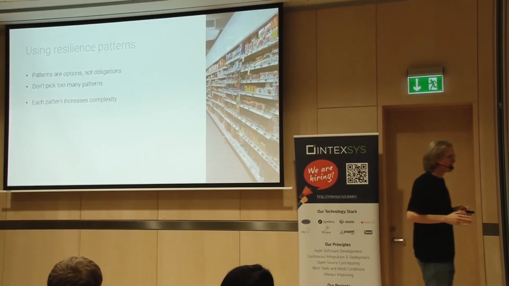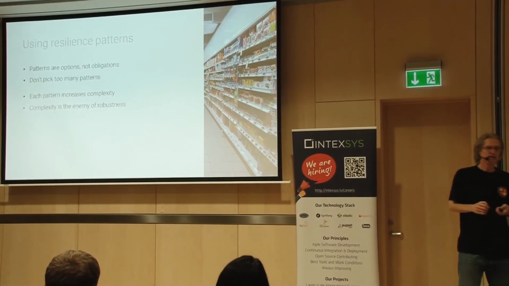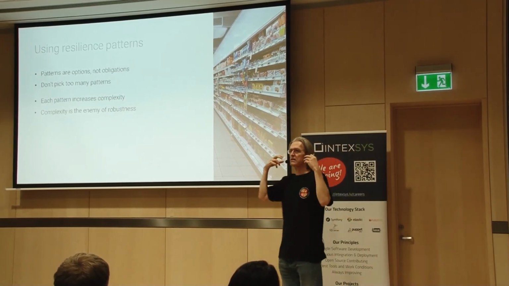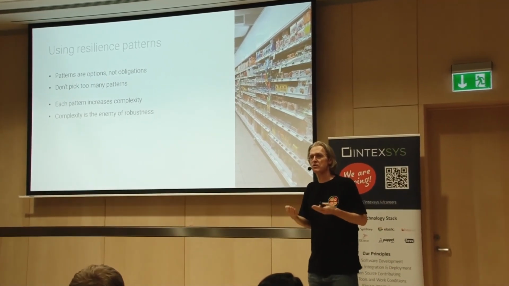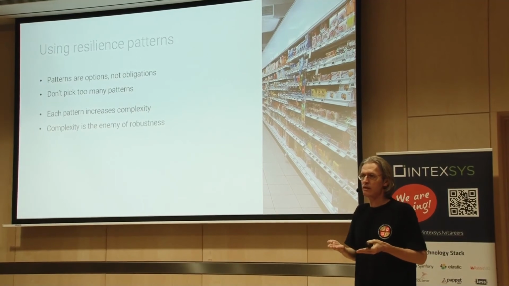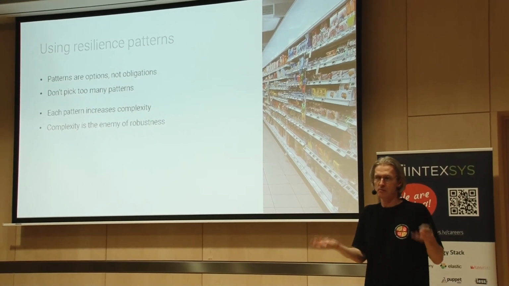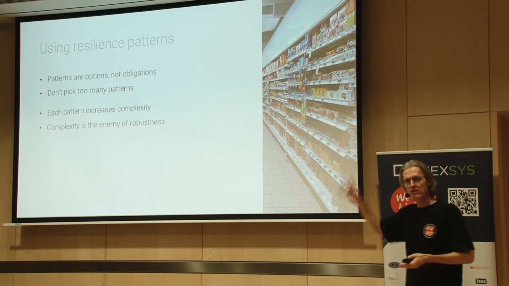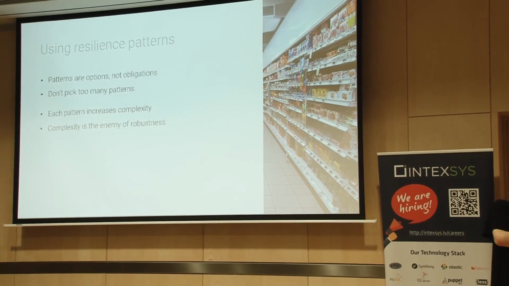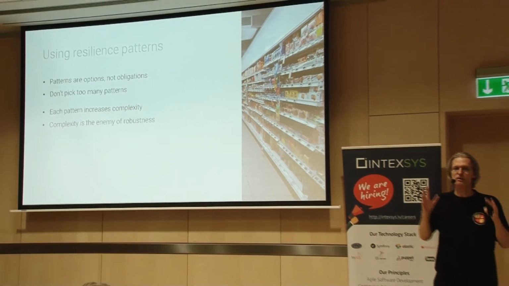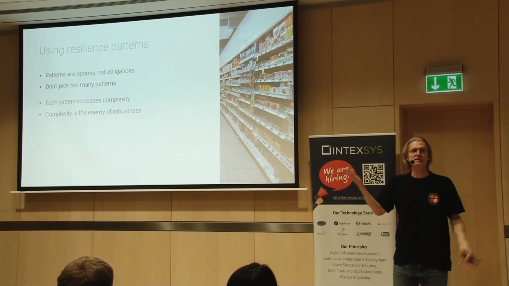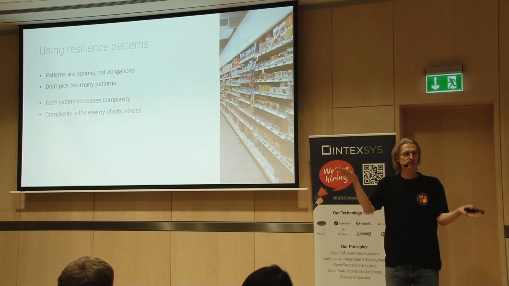Each pattern increases complexity, and complexity is the enemy of robustness. The problem is, in order to create a robust system, it must be simple in some way, simple in terms of understandable, because if you don't understand your own system, you're very likely to create a non-robust system, which will be brittle at runtime. So you have to balance the need for patterns on the one hand and the need for a simple system on the other hand, and try to figure out the right balance between those two things.